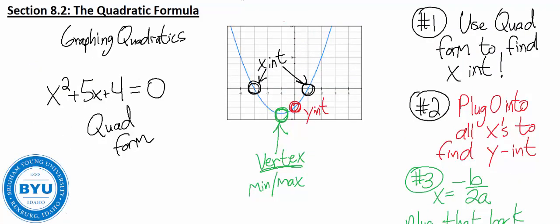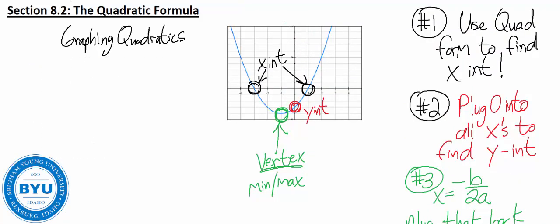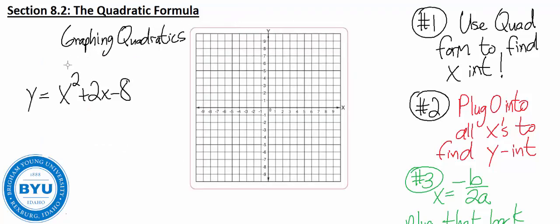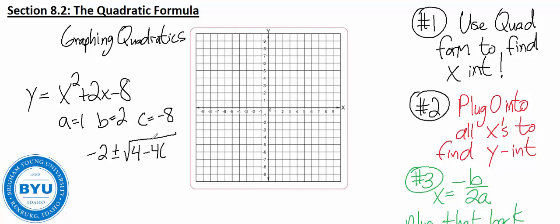So we're going to go ahead and work through one here and graph some quadratics. Okay, so let's say I need to graph y equals x squared plus 2x minus 8. Let's use our 3-step process here. Step number 1, use the quadratic formula to find the x-intercepts. Okay, so here we go. I'm going to let a equal 1, b equal 2, and c equal negative 8 to help me find my x-intercepts. So I'm going to do negative b plus or minus square root of b squared minus 4 times a times c all over 2a.